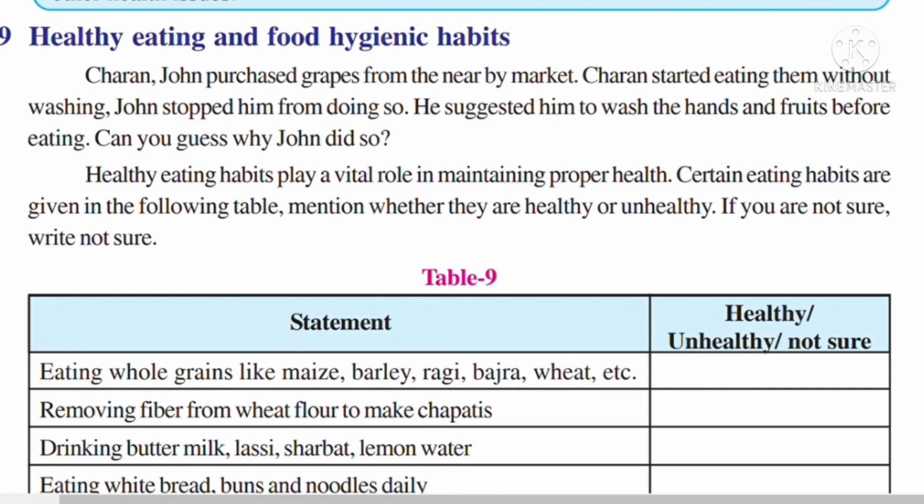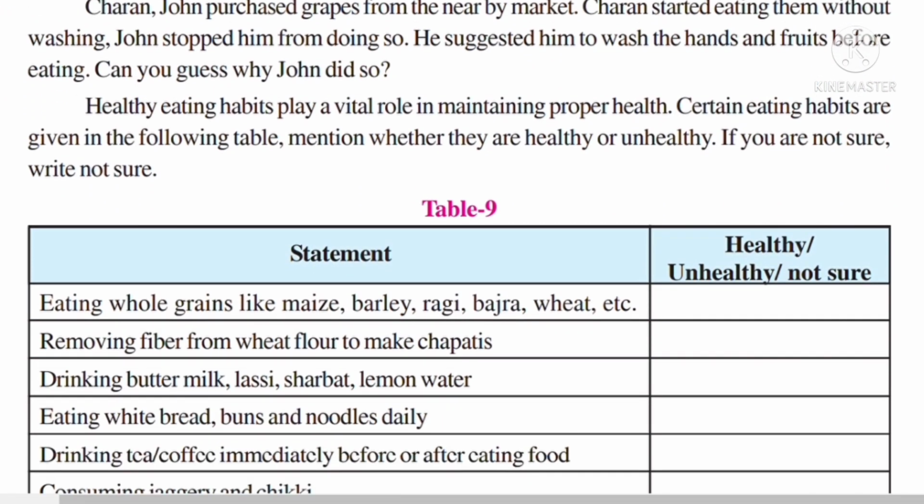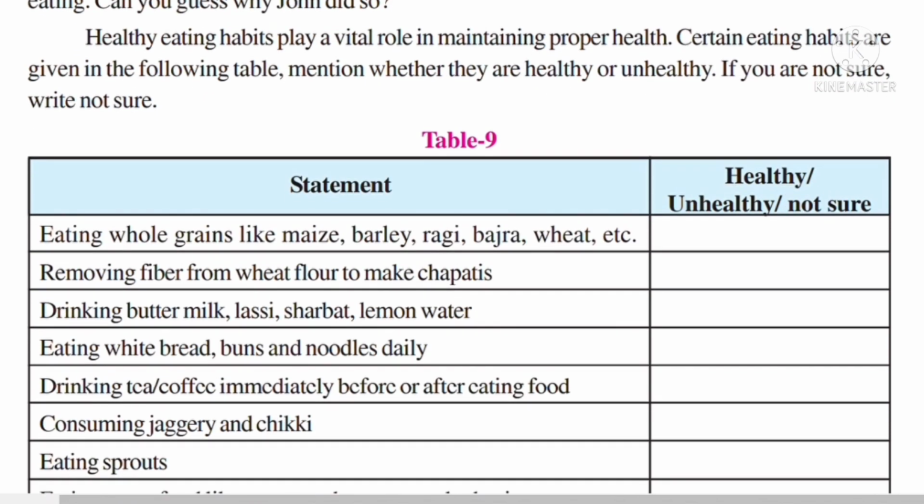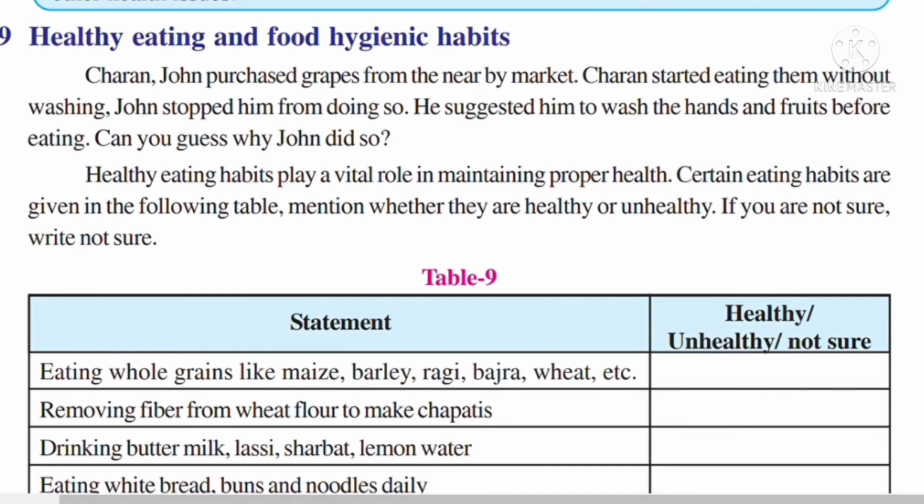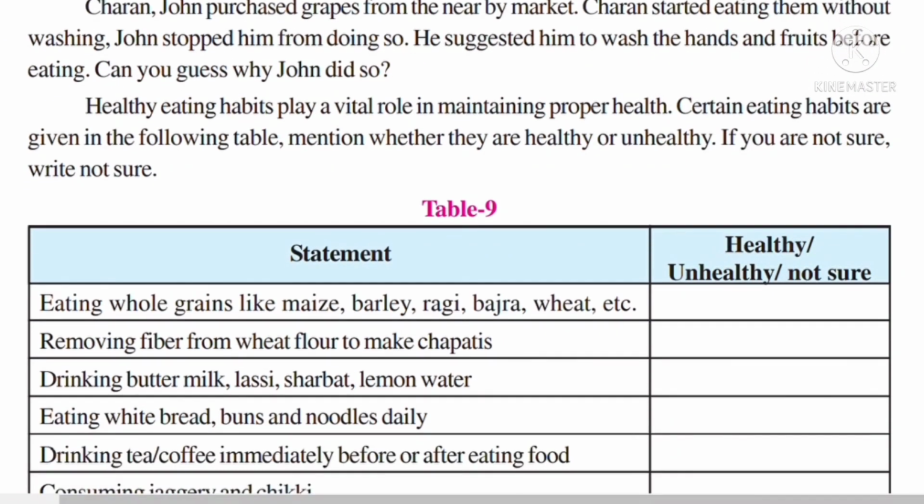Healthy eating and good hygiene habits. Charan and John purchased grapes from the nearby market. Charan started eating them without washing, and John stopped him from doing so. He suggested, first of all, you should wash your hands and wash the fruits also, and only then you will eat. Can you guess why John did so?